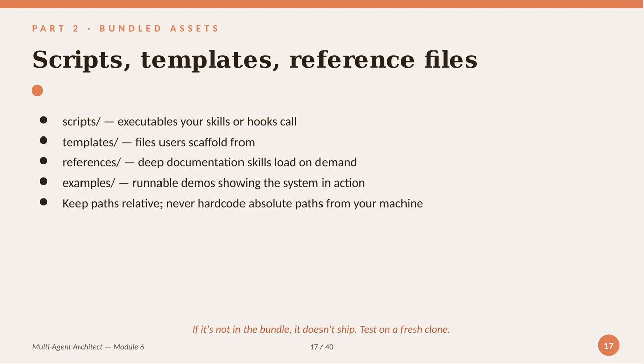Keep paths relative. Never hardcode absolute paths from your machine. /users/jane/projects breaks the moment your plugin runs on someone else's home directory. If it's not in the bundle, it doesn't ship. Test by fresh cloning the repo into a new directory and verifying everything still works. The clean clone test catches missing files almost every time.